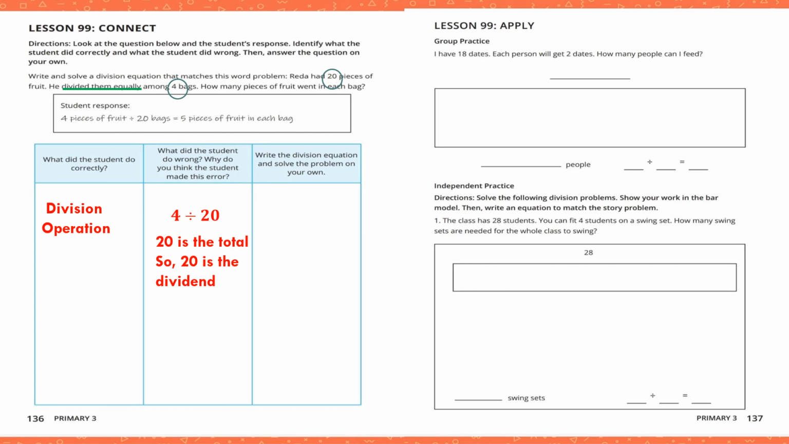The correct answer will be 20 divided by 4 equals 5. 5 pieces of fruit in each bag.